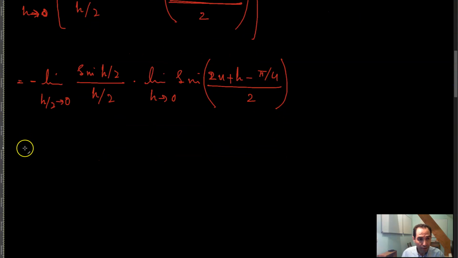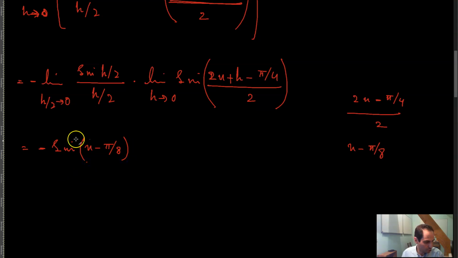And as h tends to 0, this becomes (2x minus pi by 4) divided by 2, which is the same thing as x minus pi by 8. So you have the negative of basically a negative of sine of x minus pi by 8.